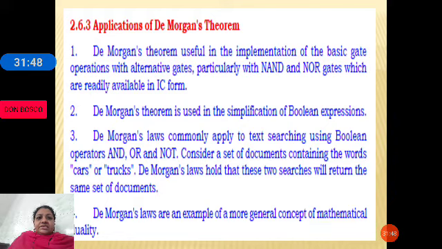Consider a set of documents which contain the words cars or trucks. De Morgan's law holds that these two searches will return the same set of documents. Then, De Morgan's laws are an example of mathematical duality. So you have learnt a concept in mathematics, mathematical duality, which is very similar to De Morgan's theorem.